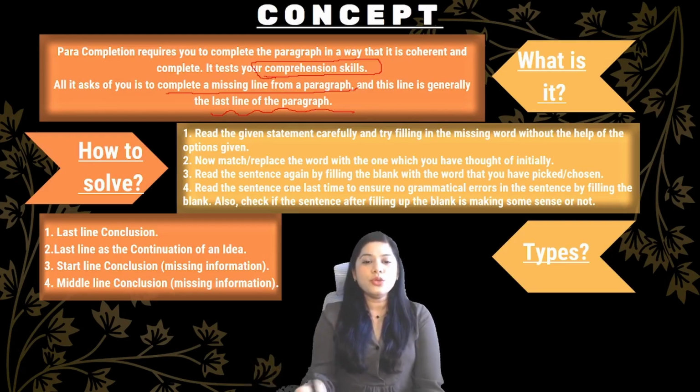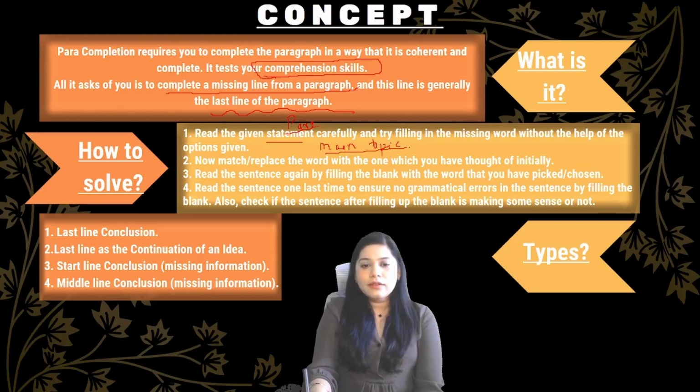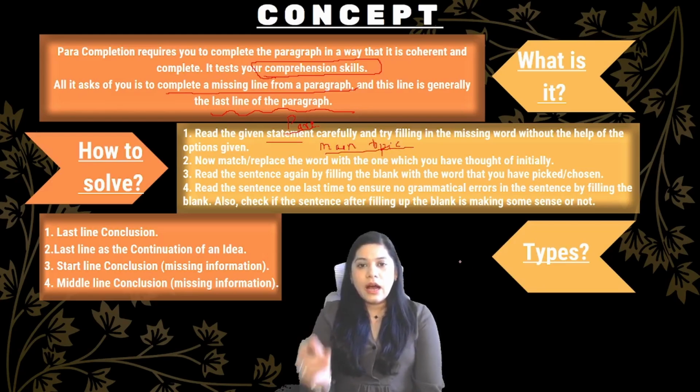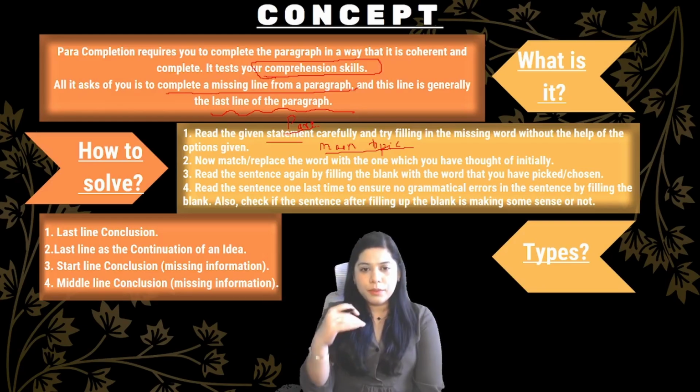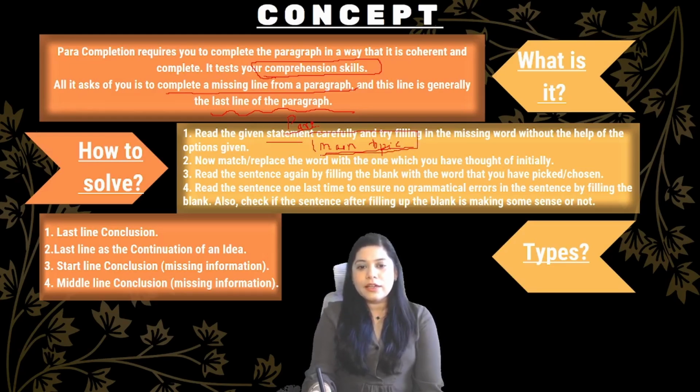So what should we do? We have to read the given statement carefully, statement as in the entire paragraph, to understand what's going on and to understand the main topic. First of all, wherever the blank is, if it is the last line, then you have to focus on the previous line and see what exactly we are talking about overall in the paragraph, and especially how the last line is ending.